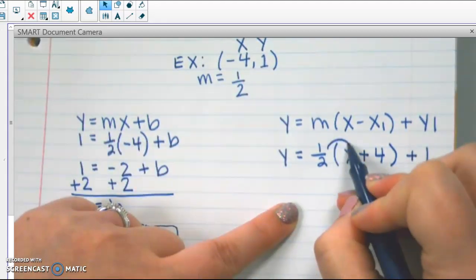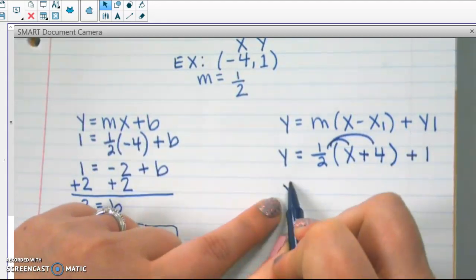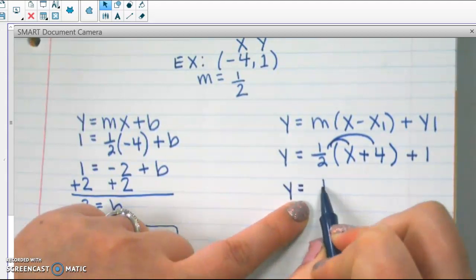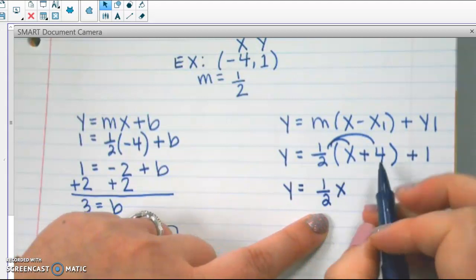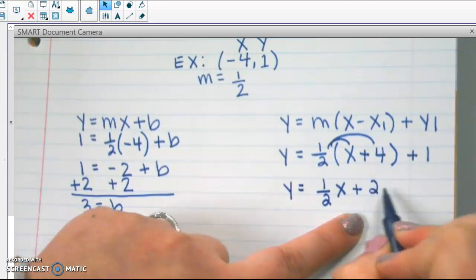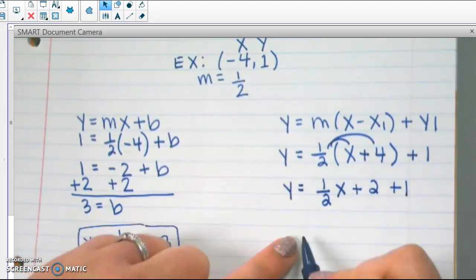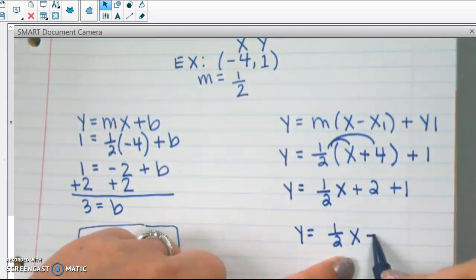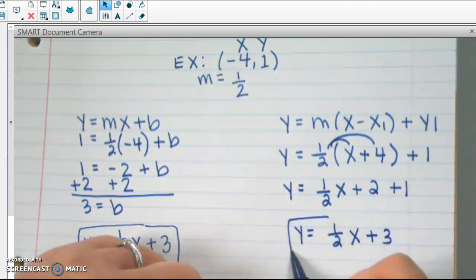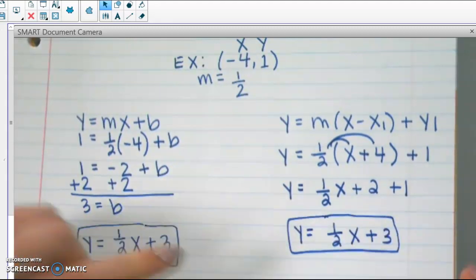All right, same thing. I'm going to distribute the 1/2. So that would be 1/2 x. Half of 4 is 2. I'm going to drop down that +1. And when I combine like terms, I get 1/2 x plus 3.